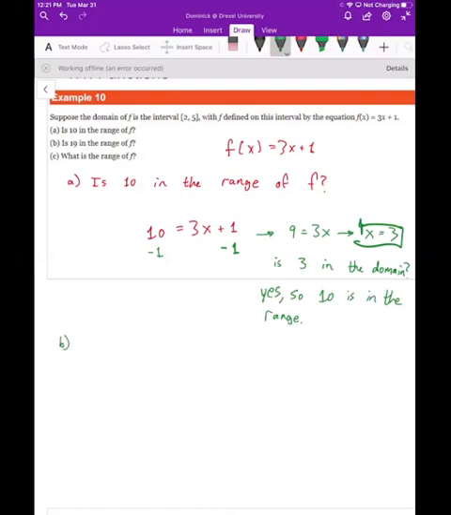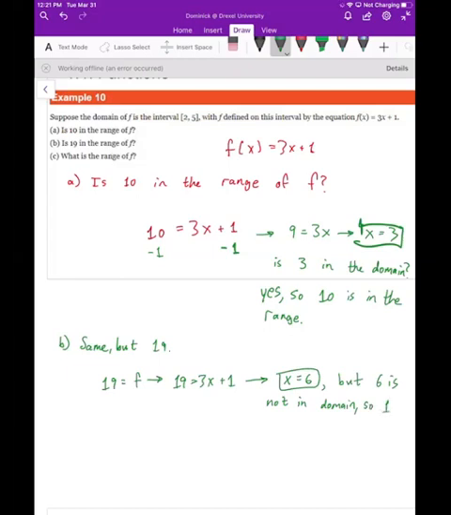All right, now in part B, we want to know the same, but for 19. Well, if we set 19 equal to f this time, which is 19 equal to 3x plus 1, we could subtract 1 and divide by 3, and you should check this on your own. You should get that x is equal to 6. All right, but now 6 is not in the domain. So 19 is not in the range.